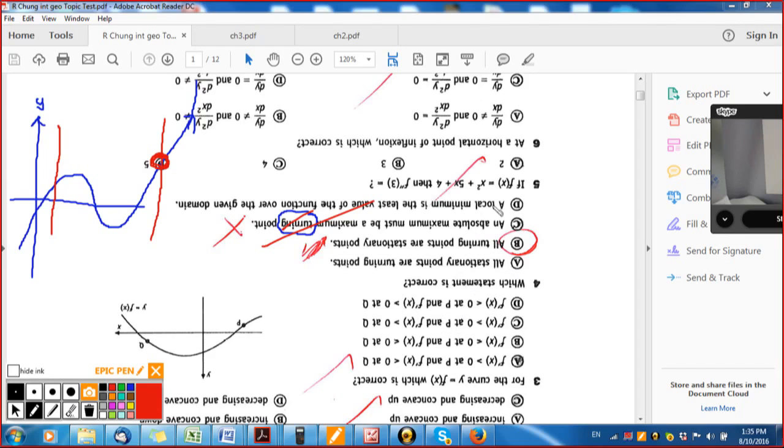And then D, a local minimum is the least value of the function over the given domain, and that's not right. That word should not be local, it should be global. Does that make sense?